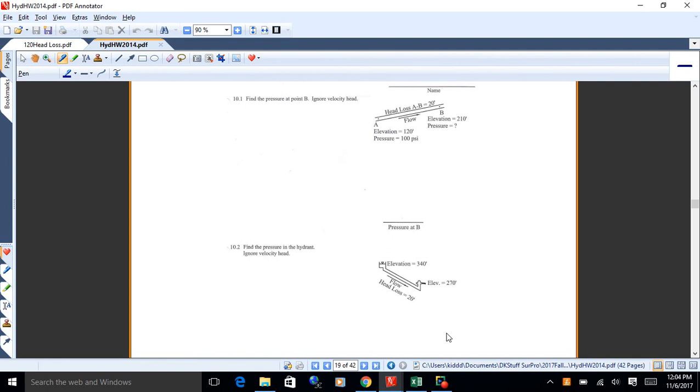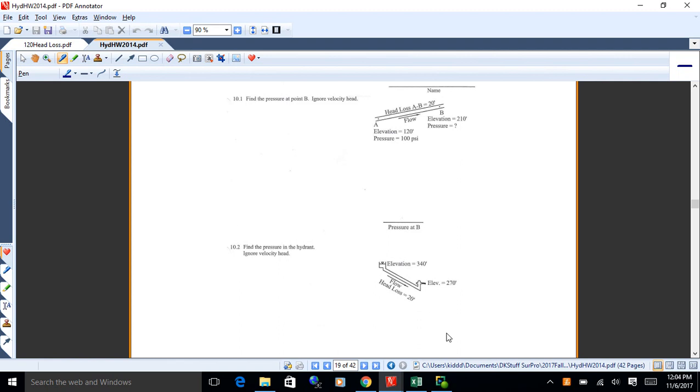All right, so 10.1 is 52.4 psi, 10.2 is 21.6 or 21.7 psi, 10.3 is 25.4 feet, and then 10.4, what we got for that is the velocity is 17.94, and the flow rate is 0.391 cubic feet per second.